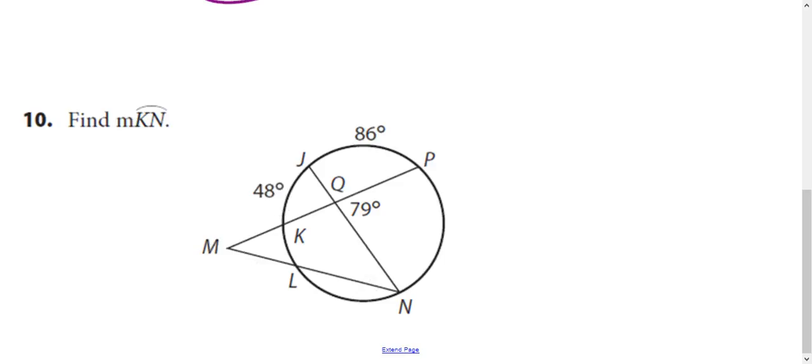And for our last example, measure of arc KN. So from here over to N. There's a few ways you could go about it. I would look right here at these angles. I see 79 degrees and a straight line, which means that this angle right next to the 79 degrees must be 101 degrees because it's a straight line, 180.